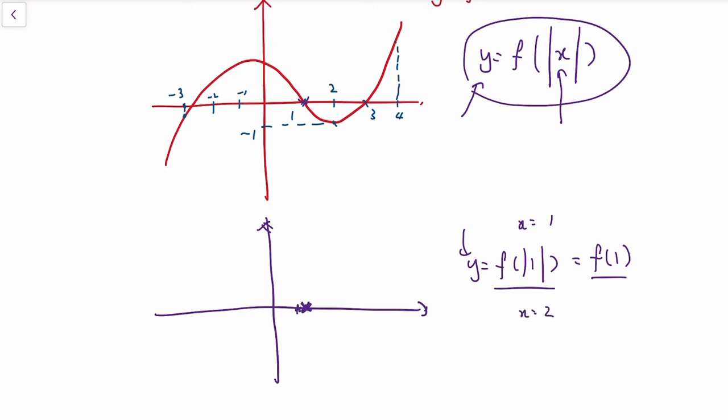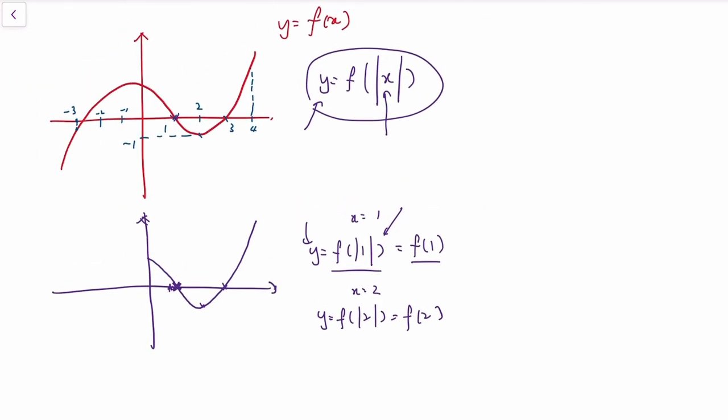So on and so forth. If x is 2, then f of absolute 2 is just f(2). If you look at the graph, f(2) is -1, so it's like here. So it should be clear that even for x being 3 and 4, the y value on f of absolute x would just be the same as f(x). So what that means is the right hand side of the graph would be the same as before.